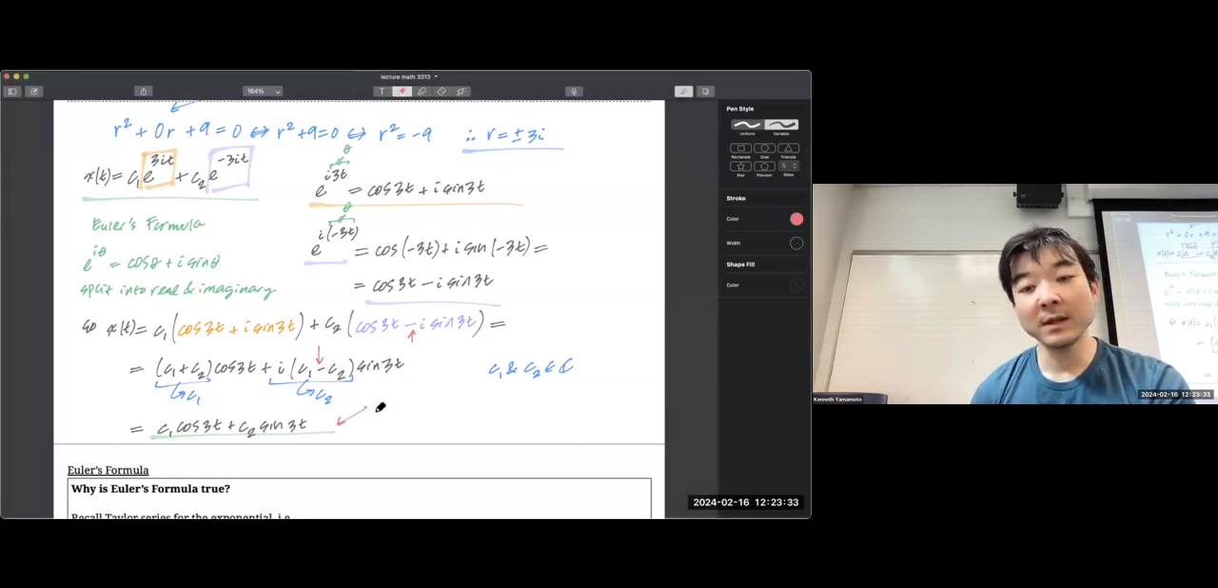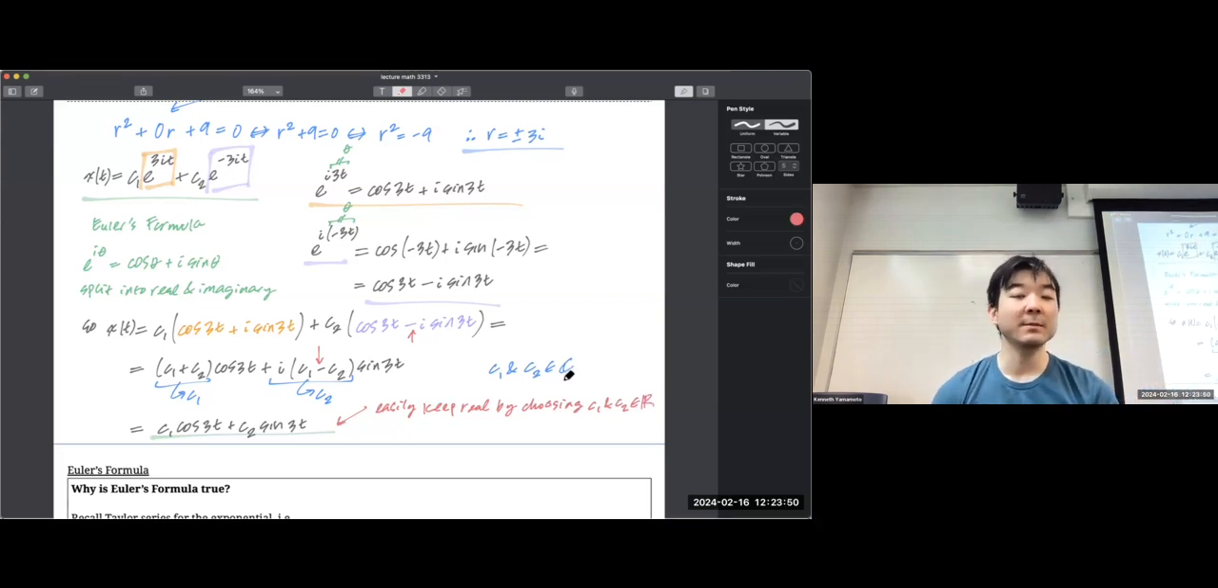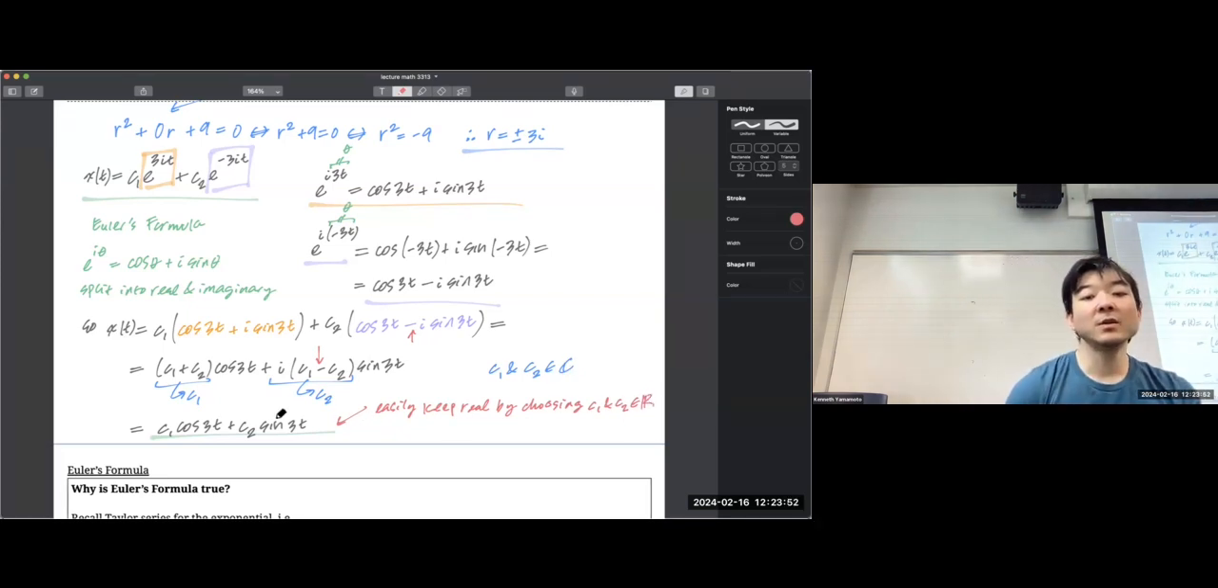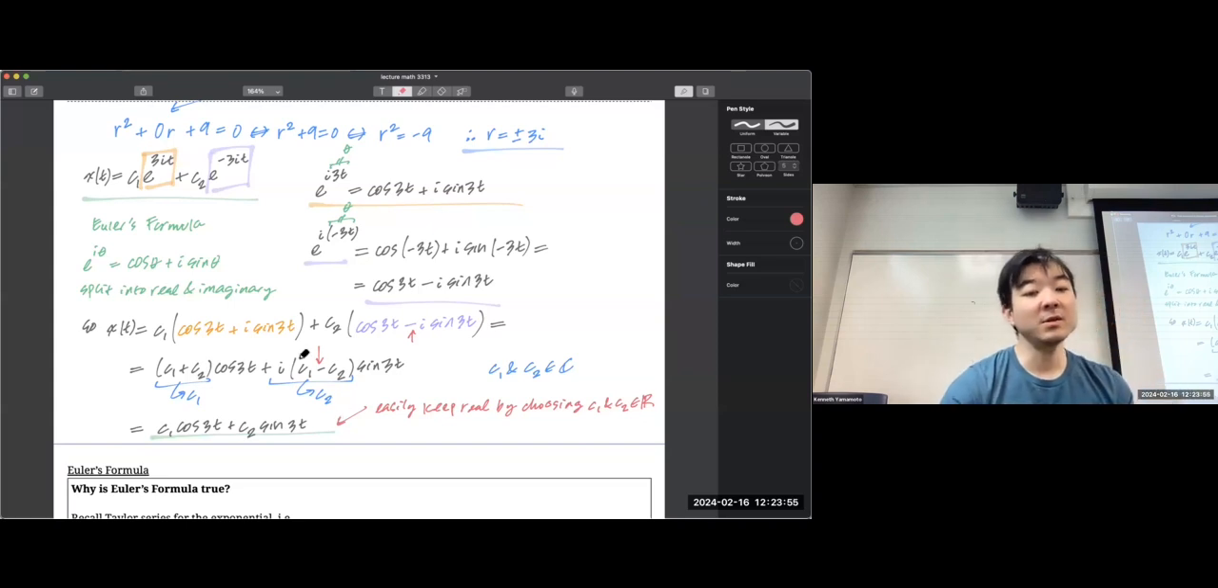So we can easily keep this real by choosing C1 and C2 elements of the real numbers. So these symbols mean complex and this means real numbers. So you can take this and easily keep it real. If you're only interested in the real solutions, then you can easily do that by just saying, I want this, but with C1 and C2 real. If you want complex solutions, then yeah, you can have C1 and C2 be complex as well.